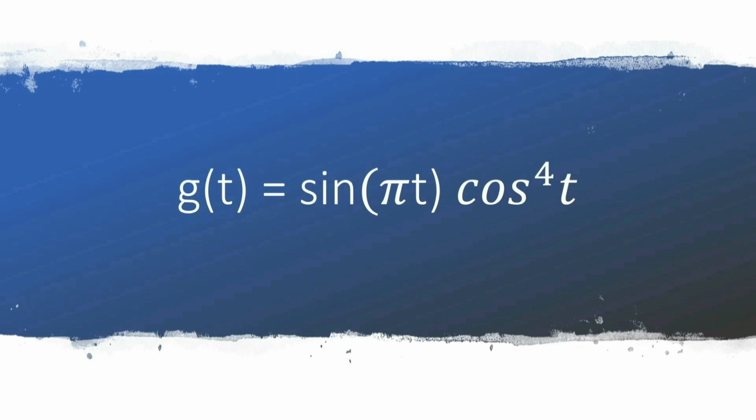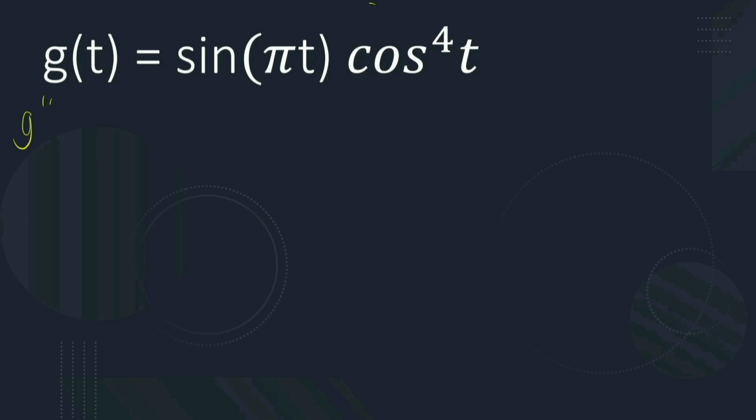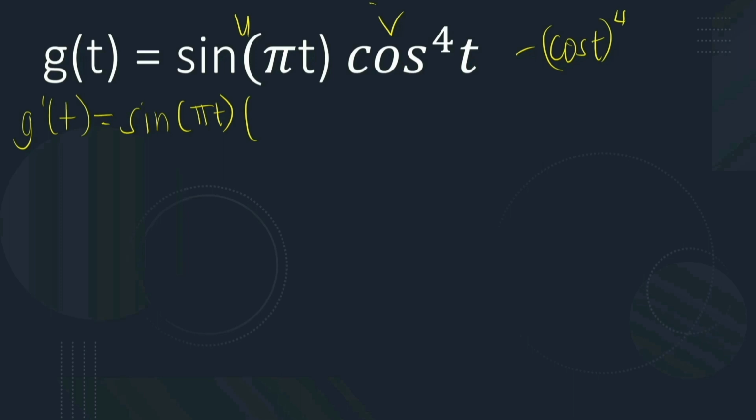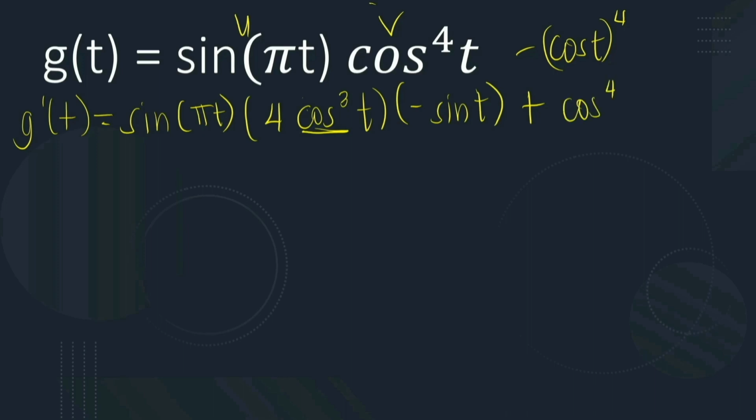So, g of t is equal to sine pi t cosine t raised to 4. So, let's try to solve this one. So, g prime of t is equal to product rule muna tayo. So, copy natin si u, sine pi t, times the derivative of cosine raised to 4, which is power rule lang siya. So, baba natin yung exponent 4 and then copy natin yung outside function, so cosine t raised to 3, multiplied by the derivative ng inside function na cosine, so that is negative sine t. Plus, yung b naman yung ikakopy natin, cosine t raised to 4, times the derivative of sine pi t, which is cosine pi t times the derivative of inner function na pi t, which is pi.